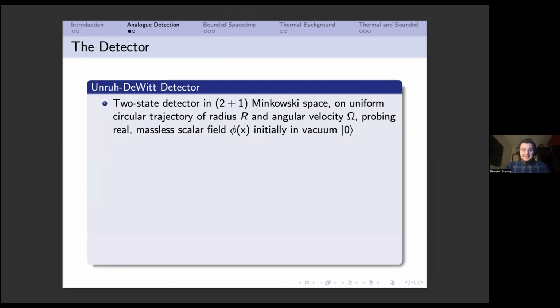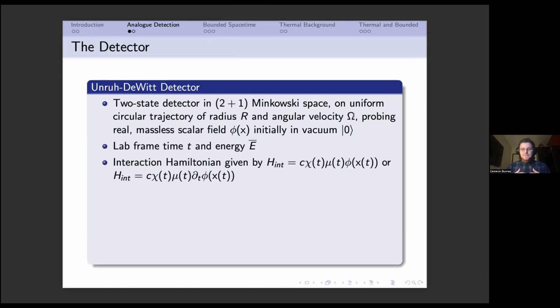So the main detector we consider is in 2+1 Minkowski space, and it's in uniform circular motion. The radius is capital R. It has an angular velocity, capital Omega, which we say is positive. And then what we probe is some massless scalar field phi that is initially in a vacuum state. The variables I use are lab frame energy, E bar, and lab frame time, because I'm doing this non-relativistically.